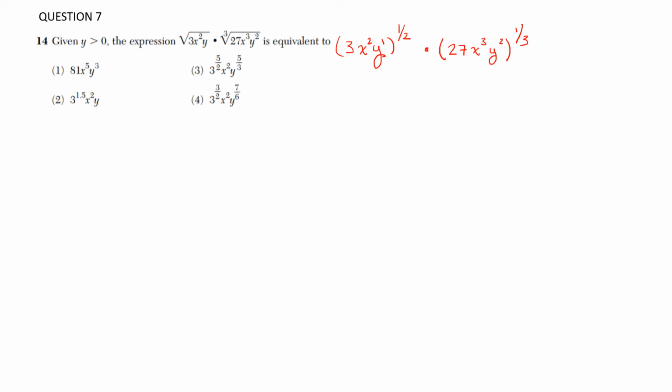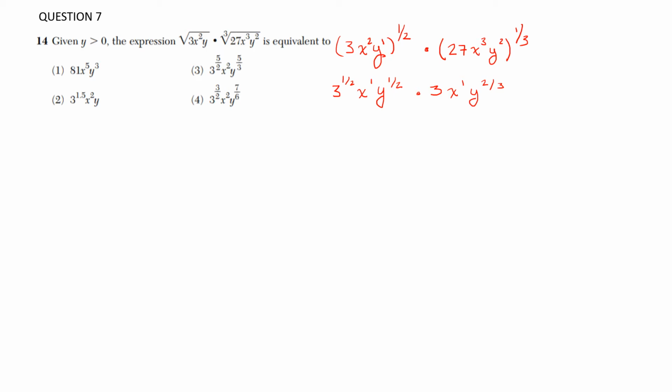So we know that if we raise an exponent to an exponent, that's the same thing as multiplying those two numbers. So let's quickly do this first term, 3 to the 1/2, x to the 2 times 1/2, which is 1, and then y to the 1/2. And then we can do the same exact thing for the second term. The cube root of 27 is 3. 3 times 3 times 3 is 27, so that's 3. We have x to the 3 times 1/3, which is 1. And then we have y to the 2 times 1/3, which is just 2/3.